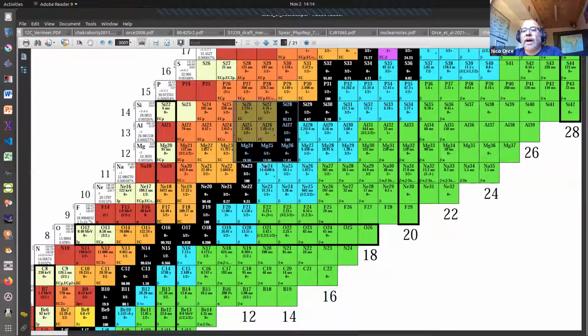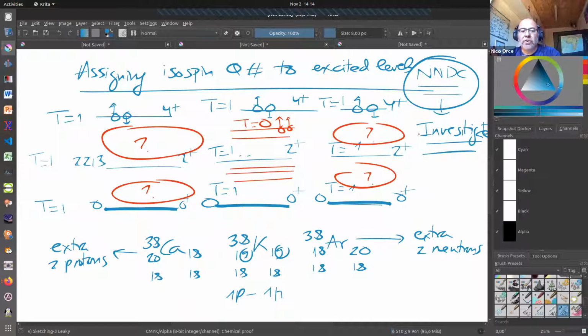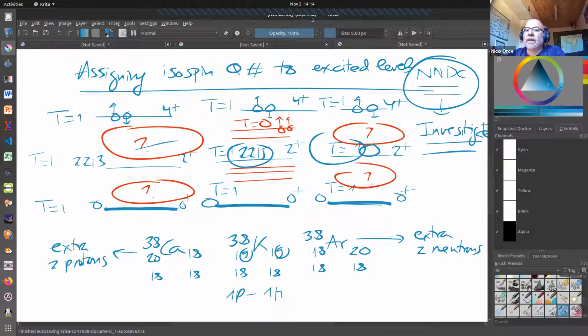So basically, you find yourself your triplet, and I want you to submit this as an assignment for Friday. It's easy. Your job is just to go to the NNDC, choose three of them, and tell me, okay, these are T equal one states, these are T equal zero states. Make a drawing like this with exact energies here, whatever the energy is, and then assign an isospin quantum number to each of the levels. Is that clear?